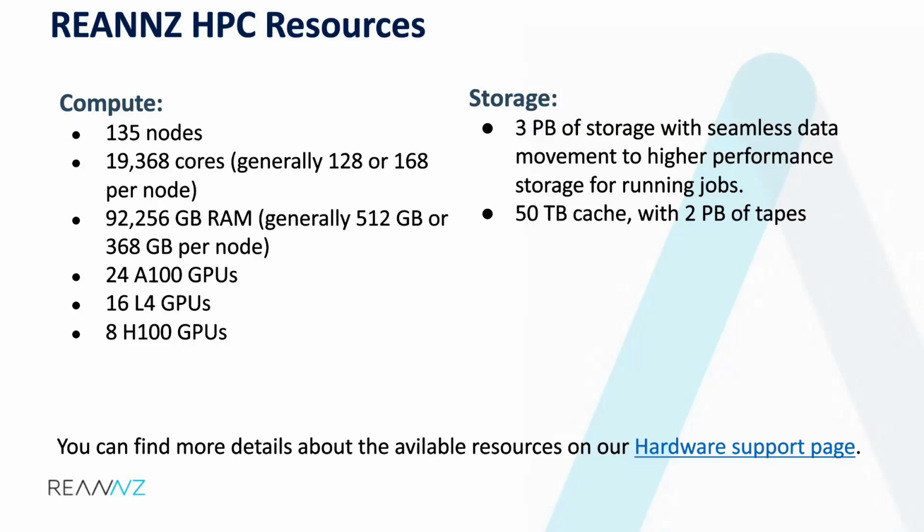So what compute resources do we have available? Currently, the REANNZ HPC consists of about 130 nodes with about 19,000 CPU cores and 92,000 gigabytes of memory between them. We also have 48 GPUs, 8 of which are our very high-performance H100 GPUs. And while most of our nodes are around 0.5 terabytes of memory, we have specialized nodes with up to 6,000 gigabytes of memory available for those memory hungry workflows. You can find more details about the available resources on our hardware support page, which is linked on the slide. You should be able to find a link to the slides in the video description.